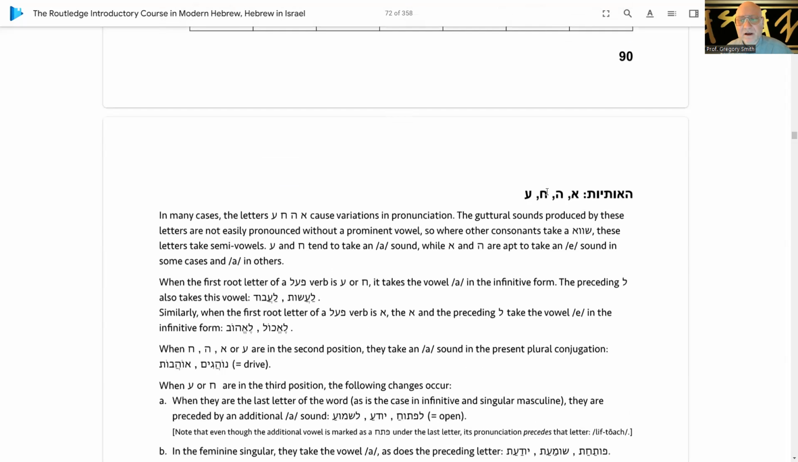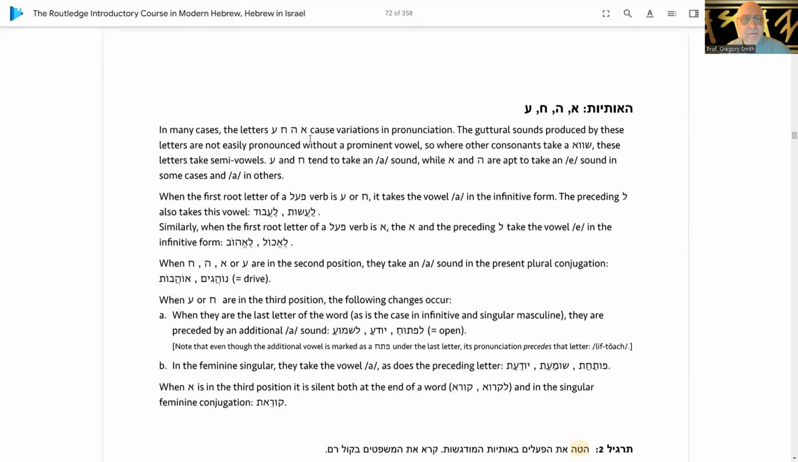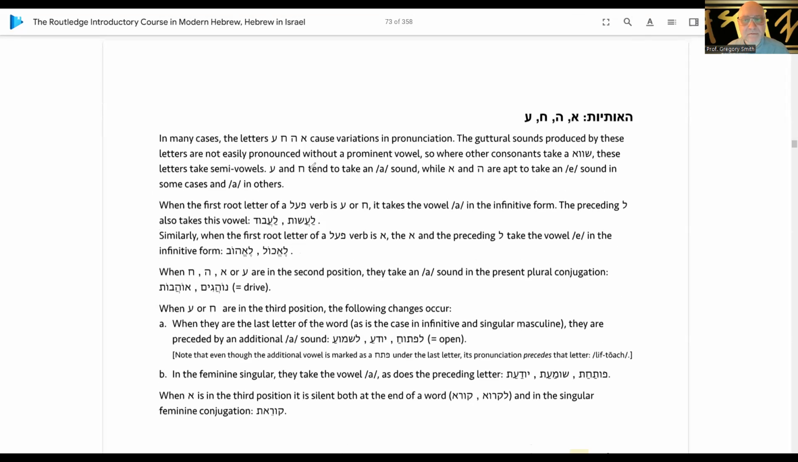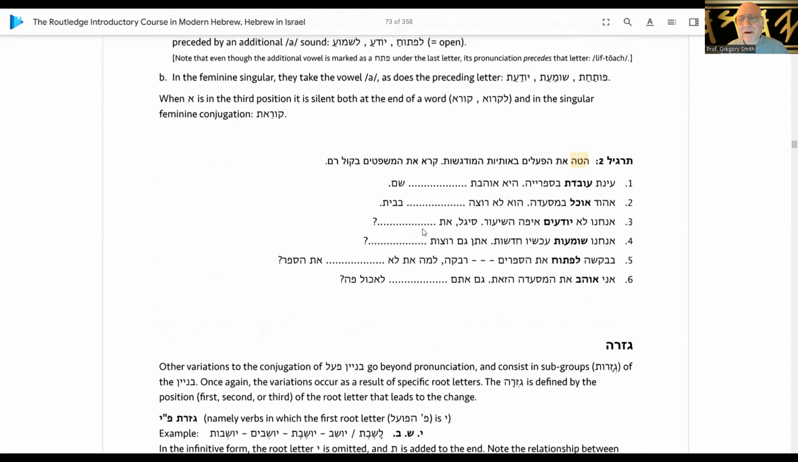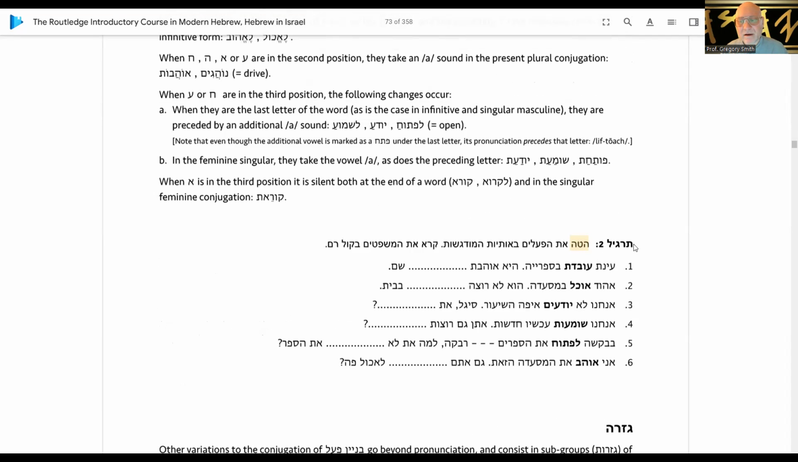Okay, so then we talked about ha'otiot. These are the letters aleph, hey, chet, ayin, and we talked about how they cause variations in pronunciation. Because they've got some guttural sounds, some weird vowel sounds developed out of that. And so we left off on Targil, which is exercise 2.